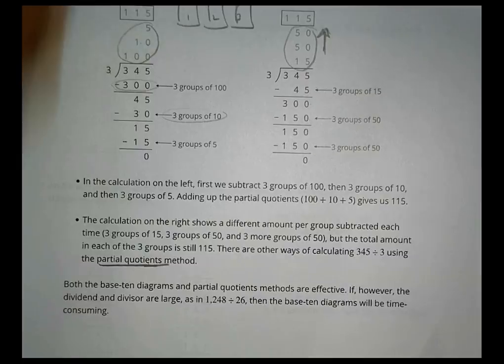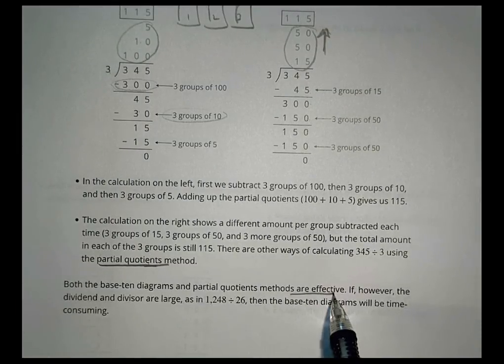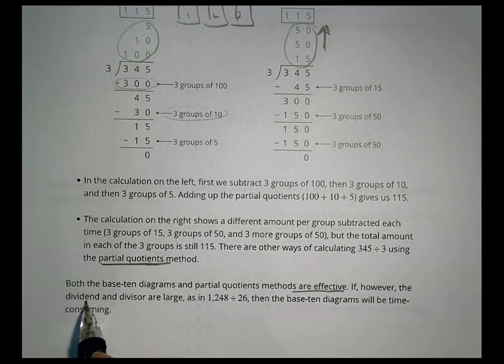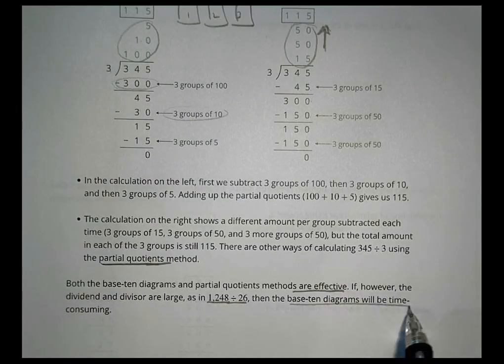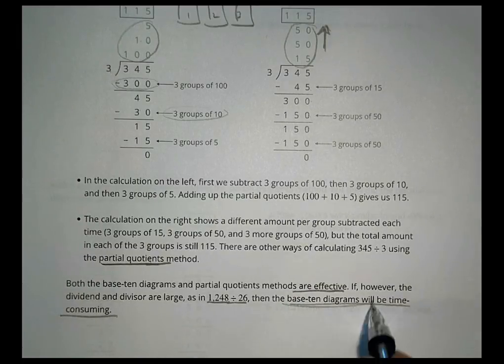Okay? Both are effective. If, however, the dividend and divisor are larger, as in 1,248 divided by 26, then the base 10 diagrams will be time consuming. So base 10 diagrams are only effective when you're dealing with smaller numbers. The bigger the number gets, you probably don't want to use that.